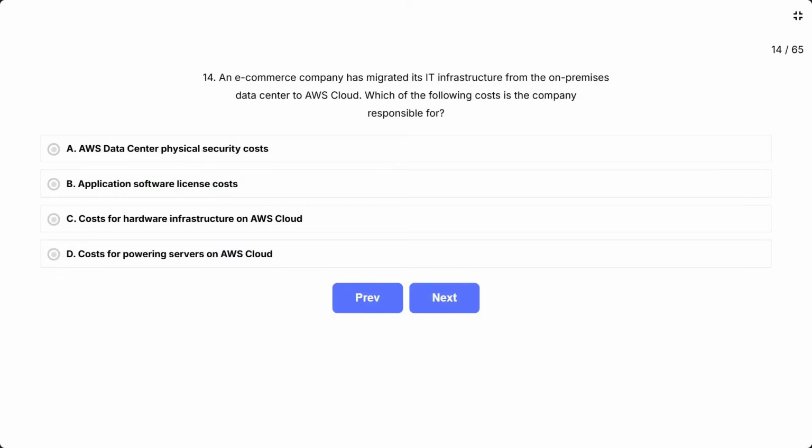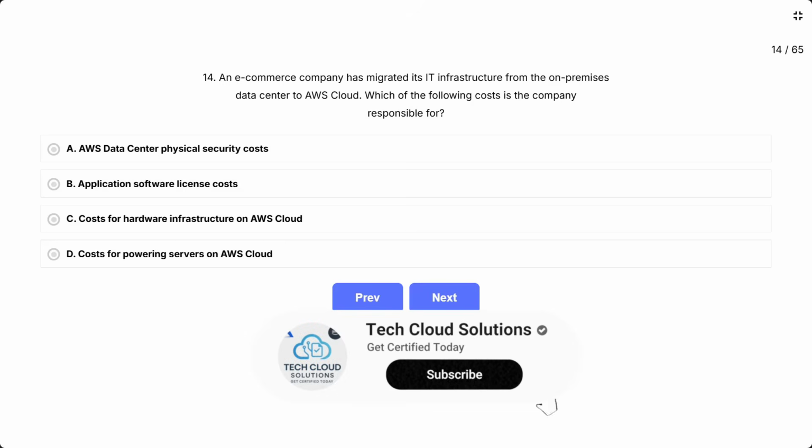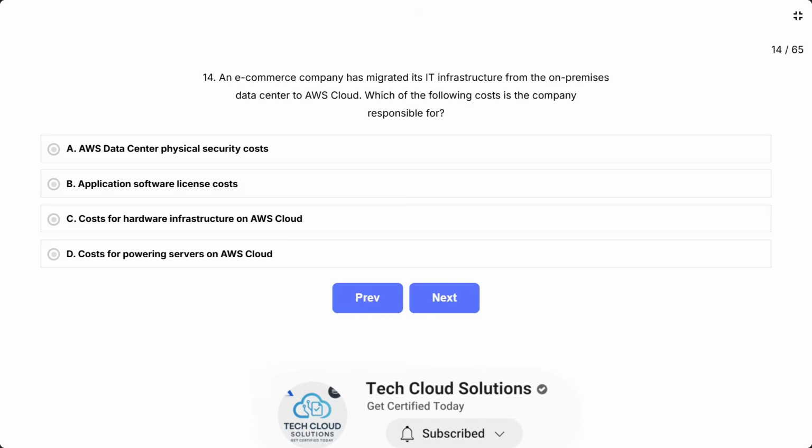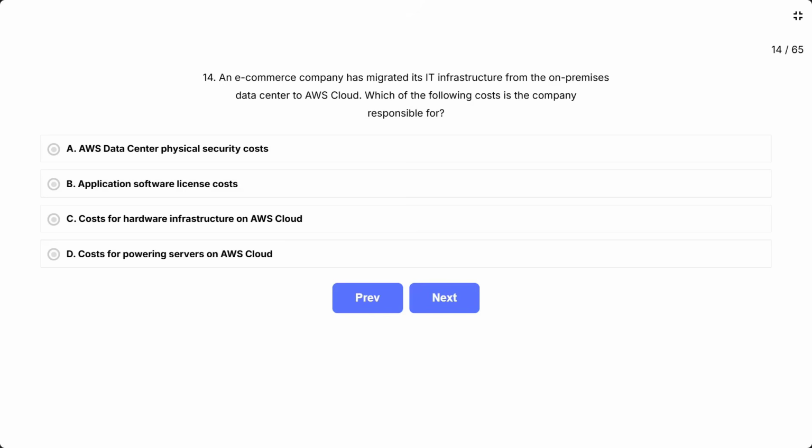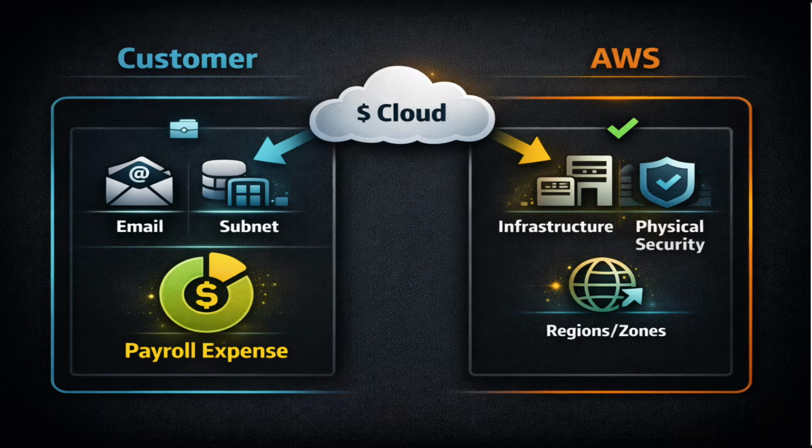Question 14. An e-commerce company has migrated its IT infrastructure from the on-premises data center to AWS Cloud. Which of the following costs is the company responsible for? The options are A, AWS data center physical security costs, B, application software license costs, C, costs for hardware infrastructure on AWS Cloud, D, costs for powering servers on AWS Cloud. This question tests your knowledge of the AWS shared responsibility model and what costs fall on the customer versus AWS. You need to identify which expense the company must still pay for after moving to the cloud.